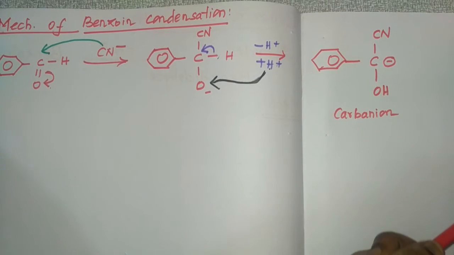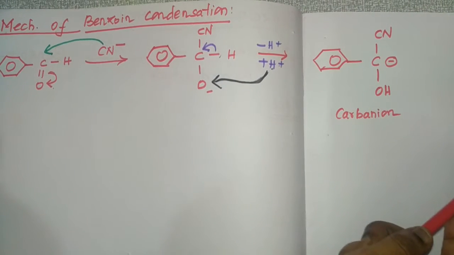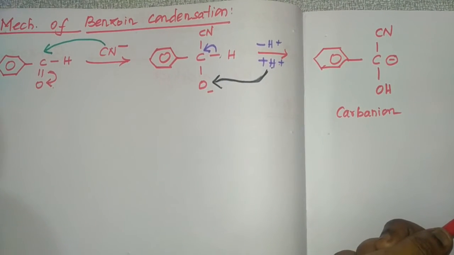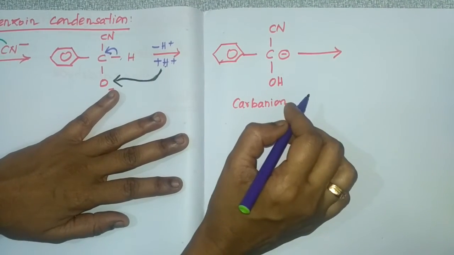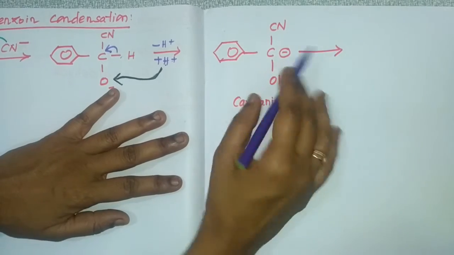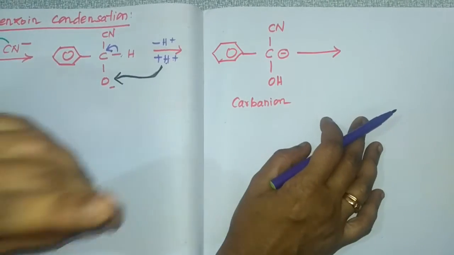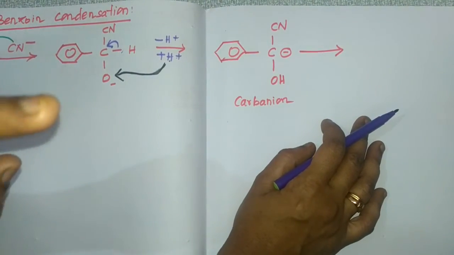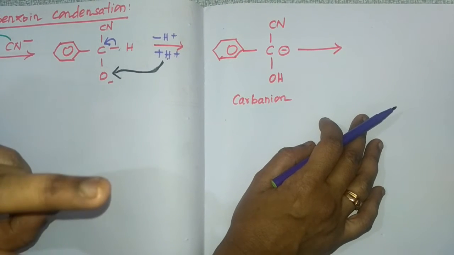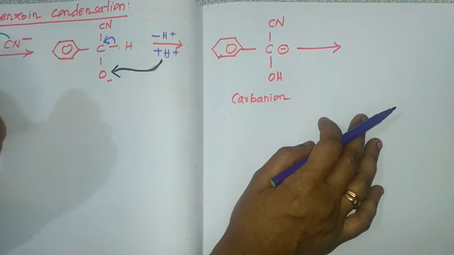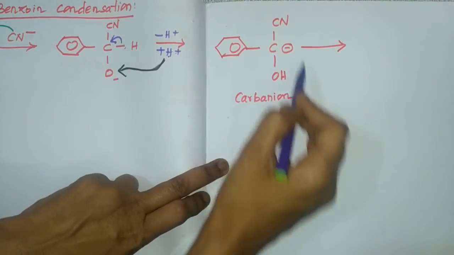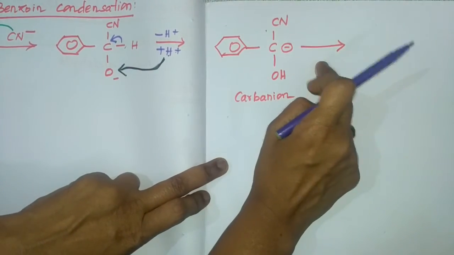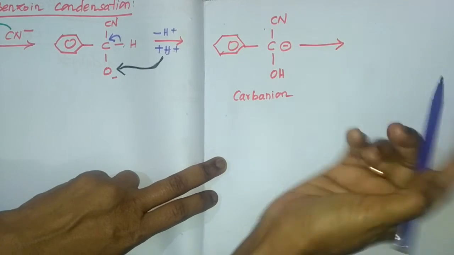Clear? And in the next step, what happens? After the formation of the carbanion, here I am going to include another benzaldehyde, because in the reaction I told you, you have to take 2 moles of benzaldehyde. I had used 1 mole of benzaldehyde in the first step, and after the formation of the carbanion, you have to include 1 more benzaldehyde.